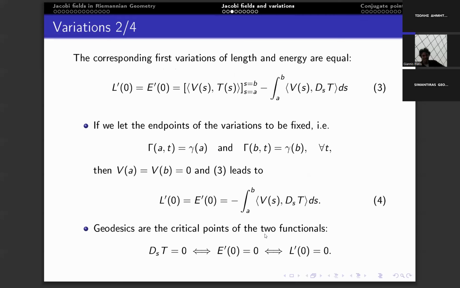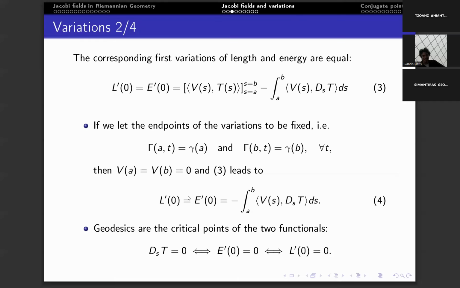So we can also compute the first variation of the length and the first variation of the energy, which are equal here. For what follows, we let the endpoints of the variation be fixed, practically. So it's like having an oscillation of the starting curve. That means that the variational vector field at the endpoints A and B is equal to 0. And then this term here vanishes.